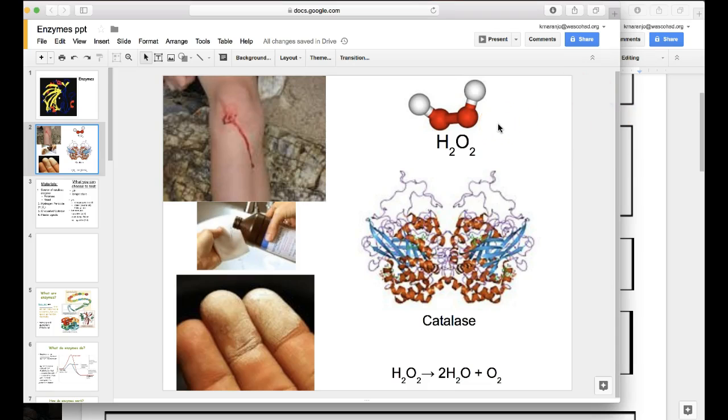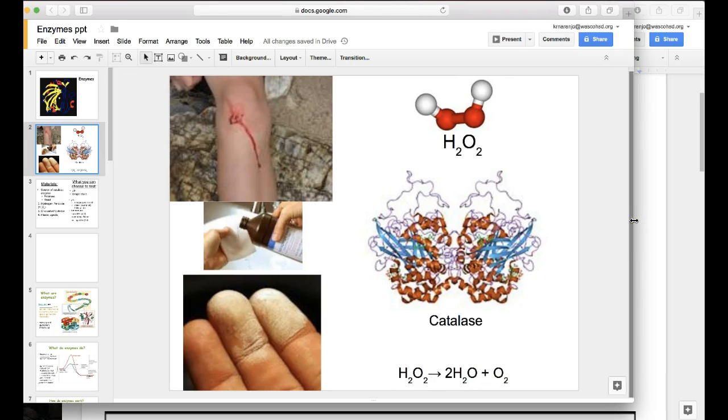Okay, remember when we talked about how certain molecules fit perfectly with receptors? The same is true of enzymes. Hydrogen peroxide is going to fit in an active site of the catalase enzyme where it will be broken down efficiently. If we look at the chemical reaction down below, hydrogen peroxide, H2O2, will be broken down by catalase into water and oxygen gas. Those are the two main products that you're going to see from this reaction.